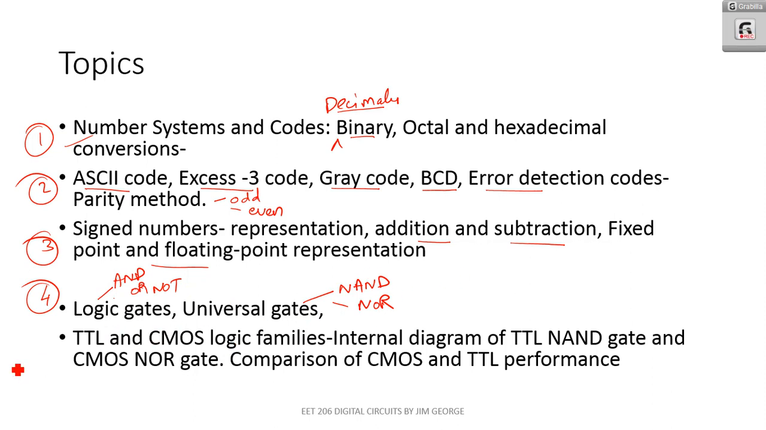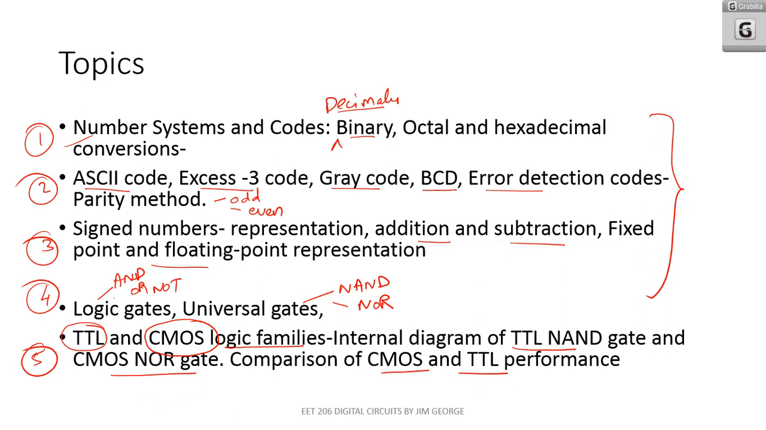Now in the fifth part, we need to study about logic families. So we need to study about transistor logic and CMOS logic. So we need to study about the internal diagram of TTL NAND gate and CMOS NOR gate, and we need to compare the performance of CMOS and TTL logic families. Now, when I am forwarding with the lectures, the first four will be dealt initially. So then section 5 of module 1 will be dealt by the end of the subject.